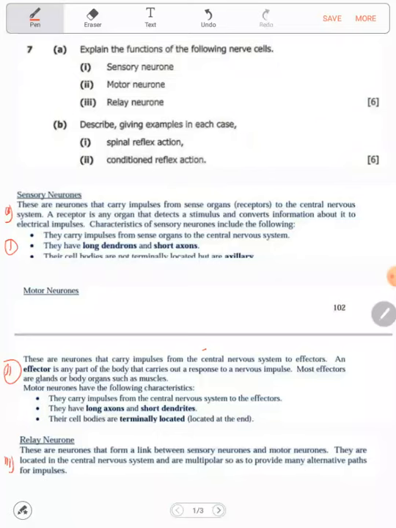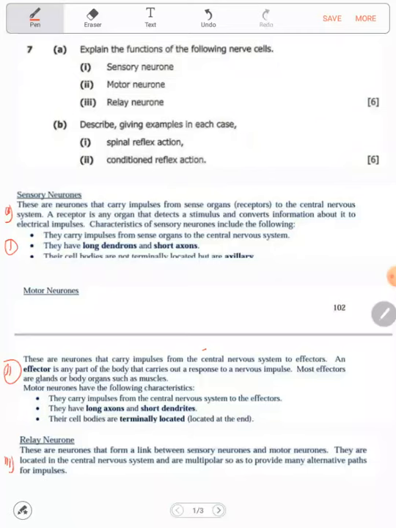Their cell bodies are terminally located. That means they are located at the end of the cell, at each terminal. So these are some of the characteristics that differentiate the motor neuron from the sensory neuron. You can see that the sensory neuron also has its own characteristics.